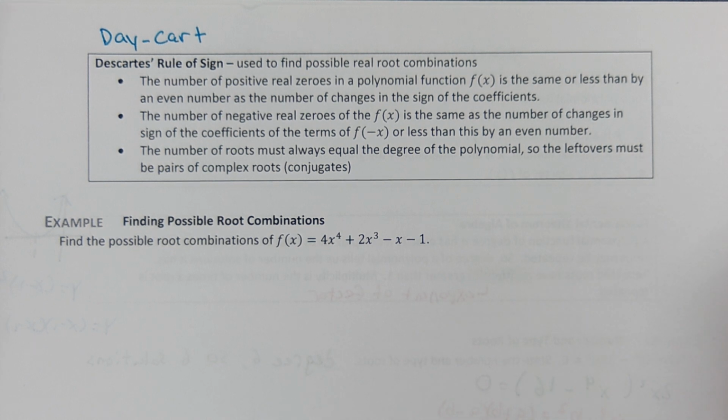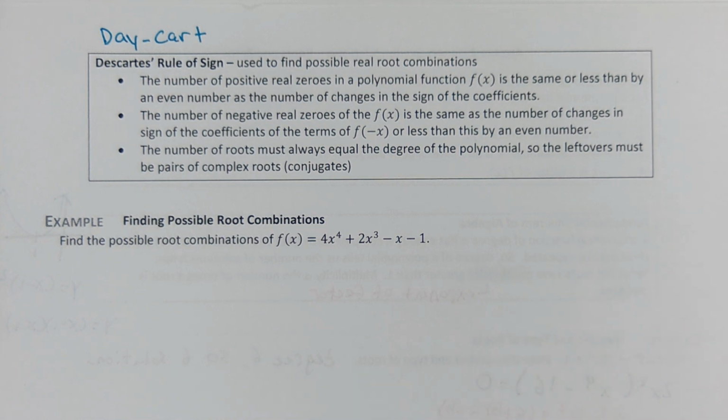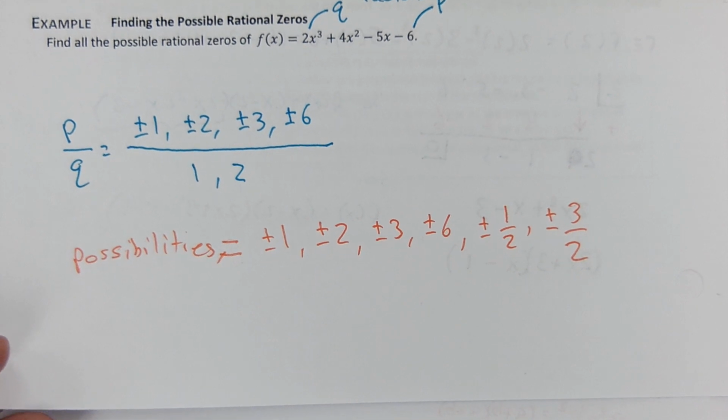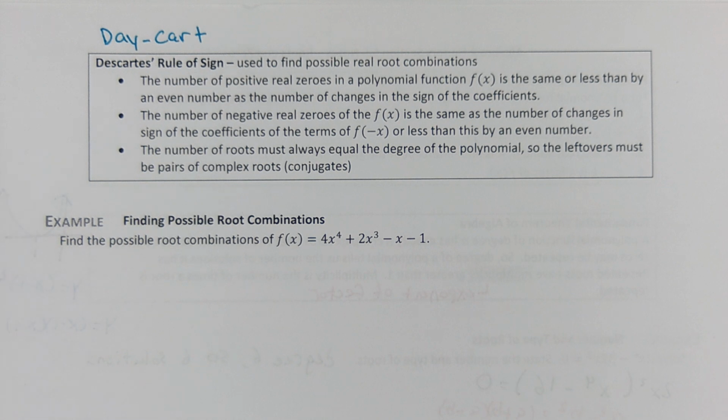And he discovered and proved, I don't know if he discovered, I know he at least proved a pattern in solutions to polynomials that involved sign switching from term to term of the polynomial. This is called Descartes' rule of signs. And Descartes' rule of signs is used to find possible root combinations. The rational root theorem finds possible rational solutions. Descartes' rule of signs finds possible combinations of solutions.